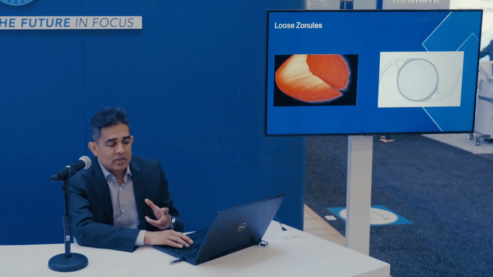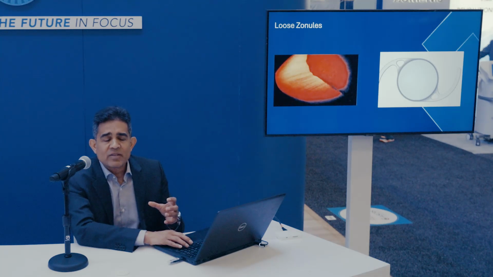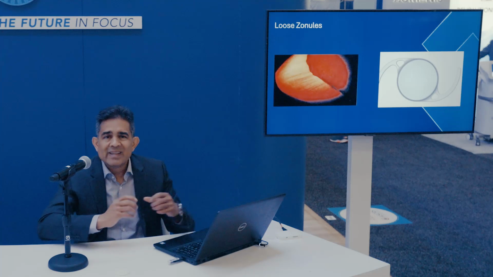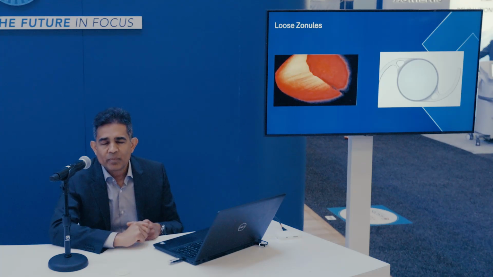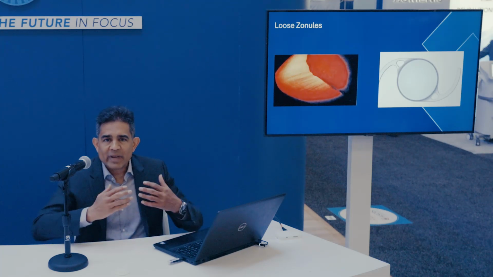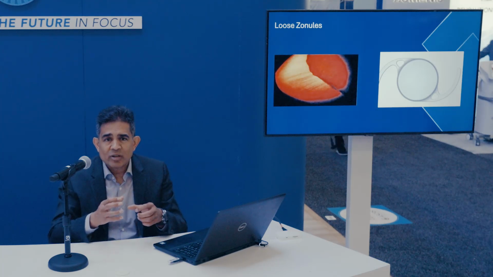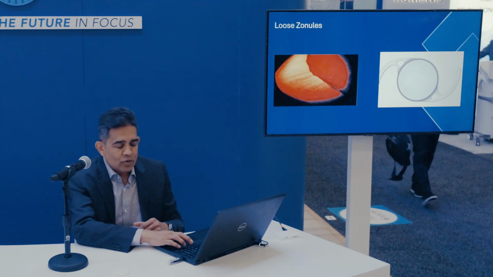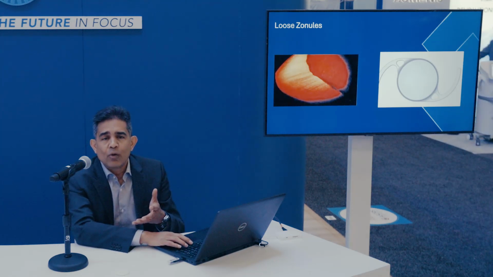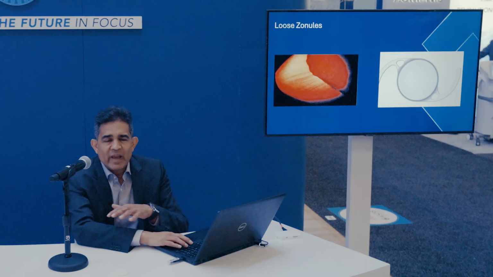Some with loose zonules. Well, if you have loose zonules, you may have a situation where you may have some decentration issues with your IOL. Most of these IOLs that have been created for EDOF functionality want to be centered in the center of the cornea. So in this situation, I would choose an IOL that potentially has negative asphericity.